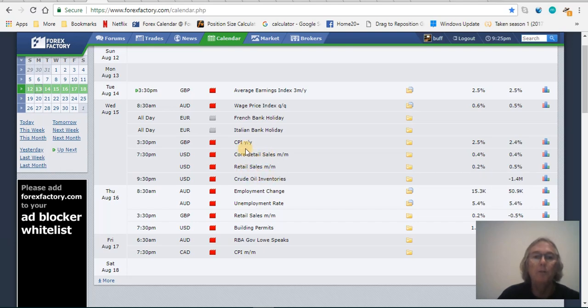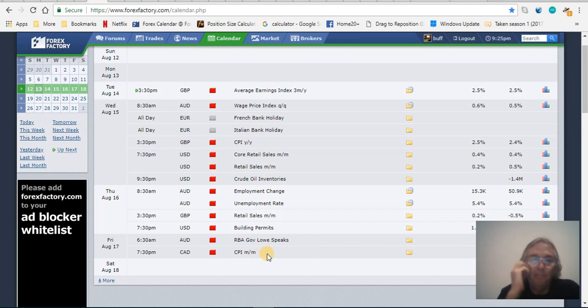Thursday, Aussie employment figures that could move the Aussie, UK retail sales, and USD building permits. Friday, super quiet for the US, which is unusual. CPI out of Canada, and that's it. So it's not much of a week of news, but there's a couple of things that could move the market.